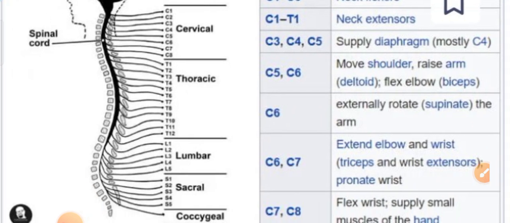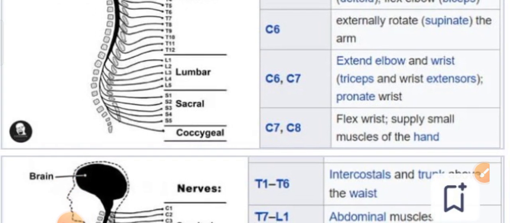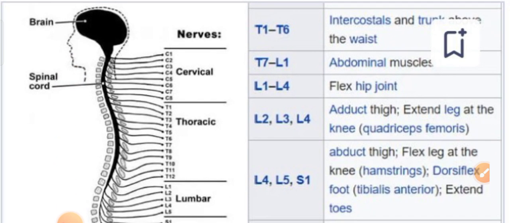They supply the diaphragm. And C5, C6 move the shoulder, raise the arm, deltoid, flex the elbow, biceps. That is the main function. C6 is to extend, rotate, and supinate the arm. Next C6, C7 function: extend elbow and wrist, triceps, wrist extensions, pronate wrist, flex wrist, supply muscles of the hand.